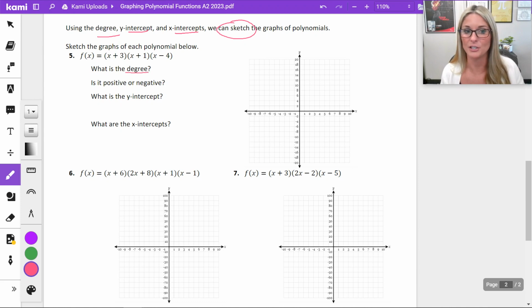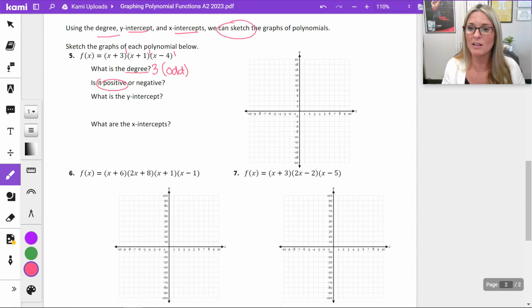First, let's figure out what the degree is. To find the degree of our polynomial, we're going to add up all of the exponents of our factors. There's understood ones here. So 1 plus 1 plus 1. The degree is 3, and therefore that's an odd number. This can be an odd polynomial graph. Is it positive or negative? Now that question is talking about the leading coefficient. Looking at the very front here, it is positive.